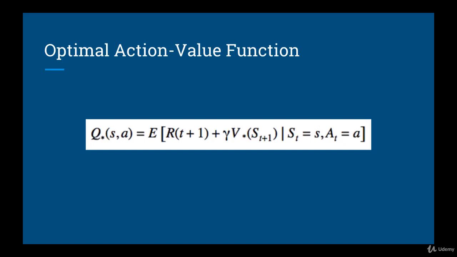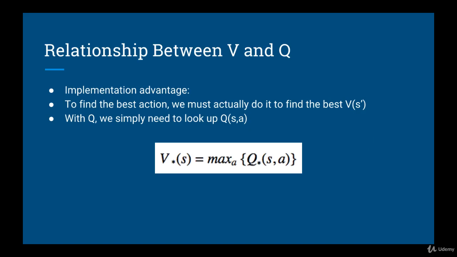Because the optimal action value function is with respect to the optimal policy, we can define it recursively in terms of the optimal state value function. The state value function and the action value function can be related in this way. The state value function means that we are always choosing the best actions, and therefore choosing the max over all actions from Q. Notice how Q leads to some practical advantages during implementation.